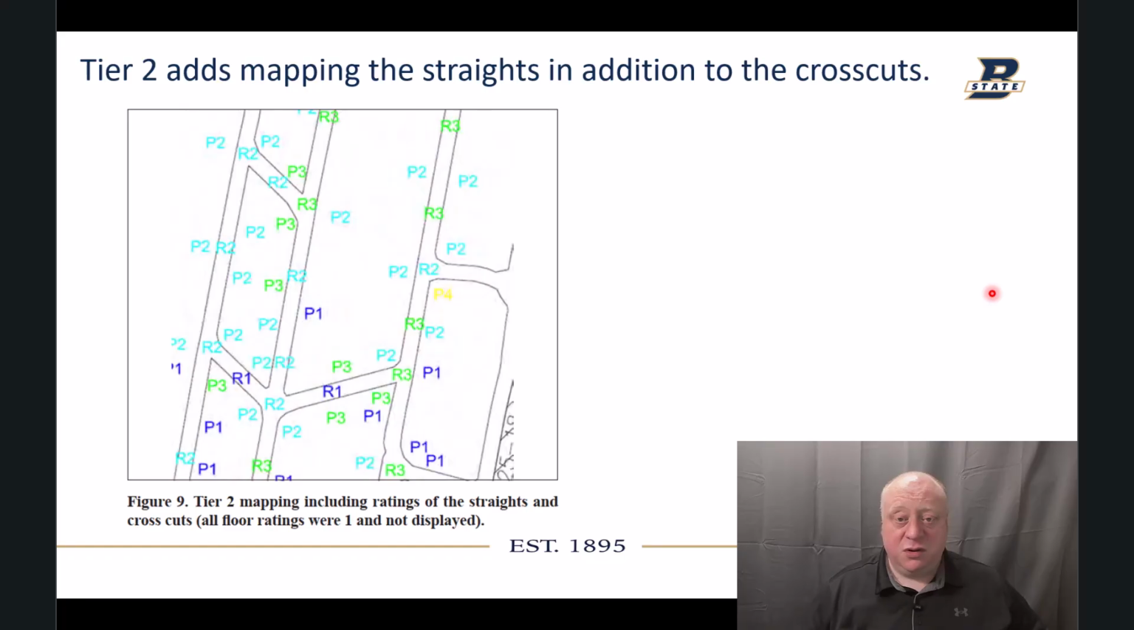Tier 2 in this paper adds mapping the straights as well. You know, for example, at least 1 or 2 locations, depending on how big the pillars are, right? You can do multiple ones, but this gives you a much denser pattern for your observations and that sort of thing, right? So ratings in the straights and the crosscuts.